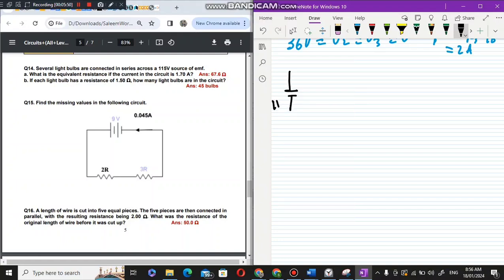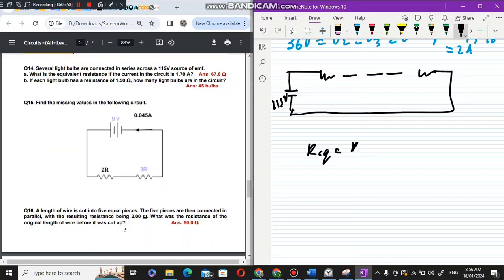So we have 115 volts. Over here we have unknown resistors that have the same value. So R equivalent, we know that is equal to R1 plus R2 plus until Rn. Since they all have equal values, as if we are multiplying them by their number, so we say that R equivalent is equal to N times one of them, R1, let's say.